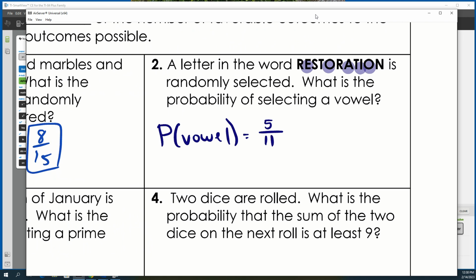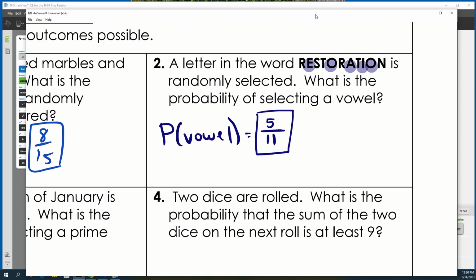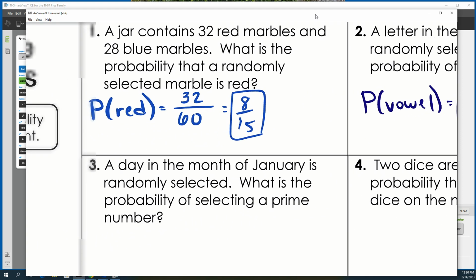11. Total number of letters goes on the bottom. Now, I'm not going to type that in the calculator because I know it won't reduce. 5 and 11 are both prime numbers, which we're going to talk about prime numbers in a second too. So I know it won't reduce. If you type it in, it's fine. It's going to give you the same thing again.